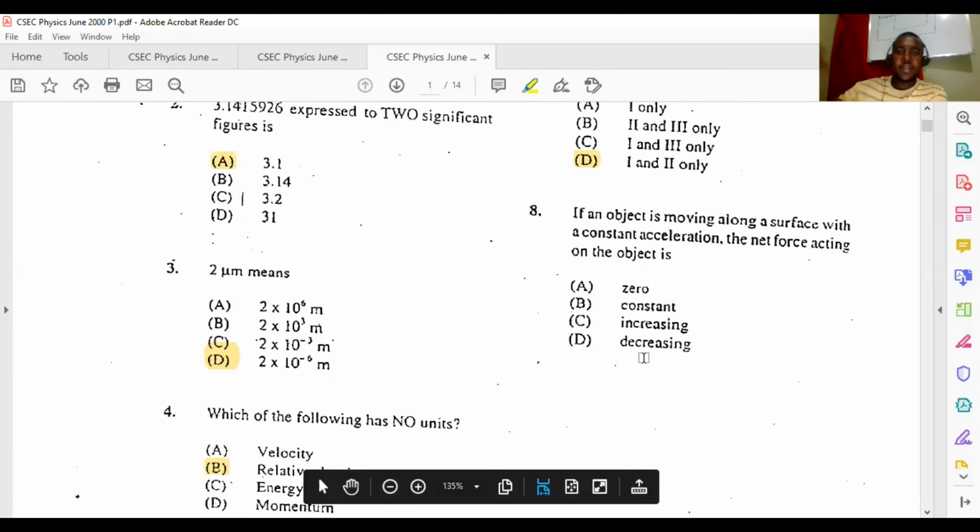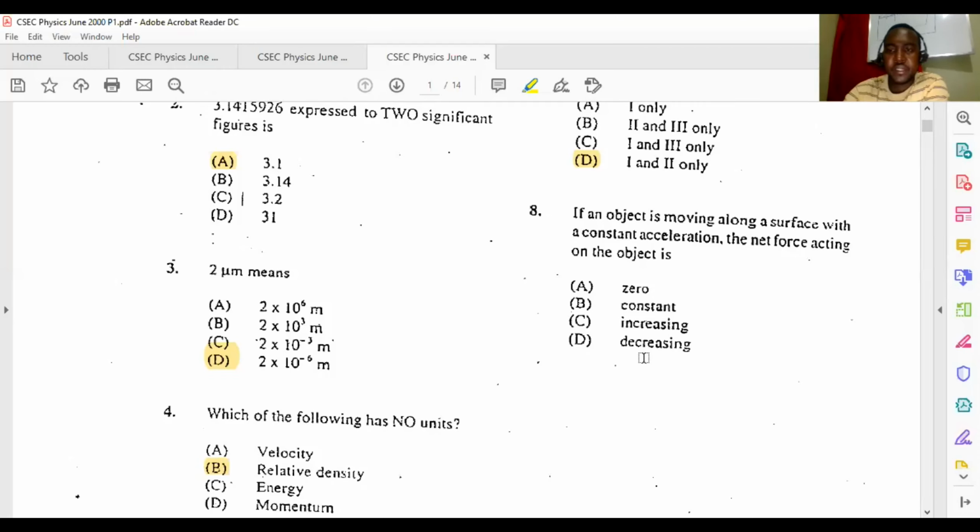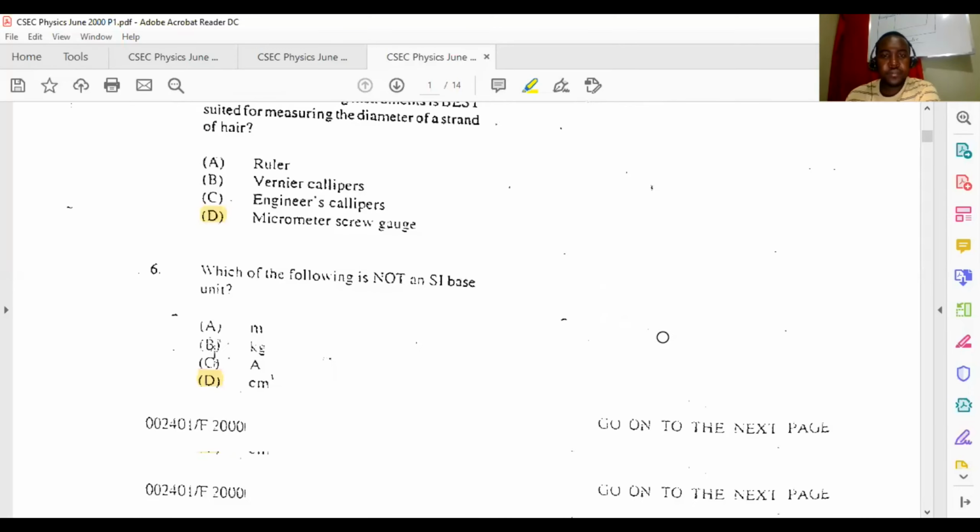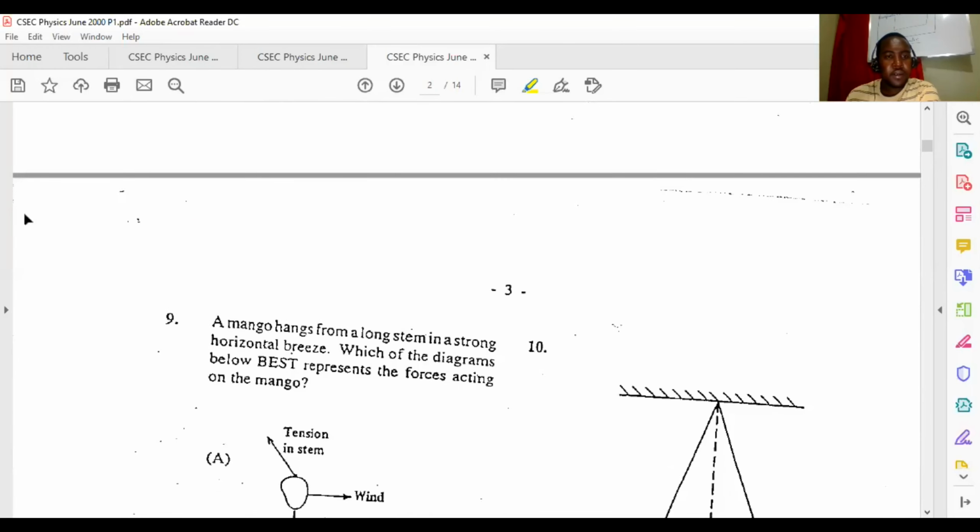All right, 8, if an object is moving along a surface with a constant acceleration, the net force acting on the object is B, constant, great. So once you have constant a, then that means your force also is constant. All right, 9.